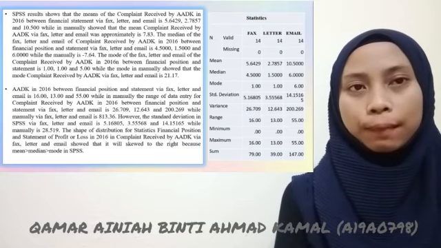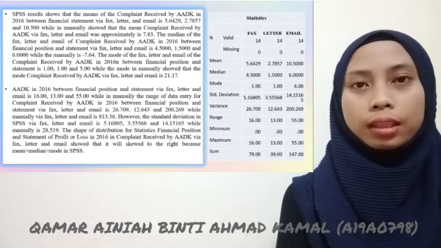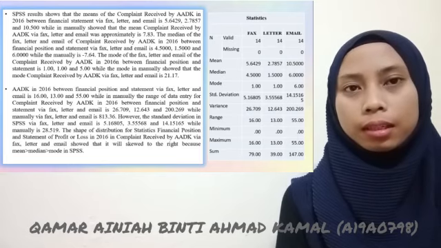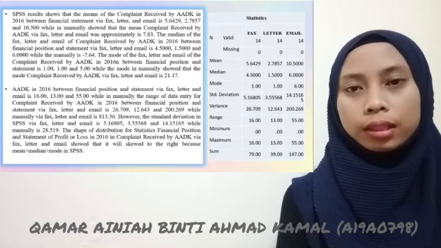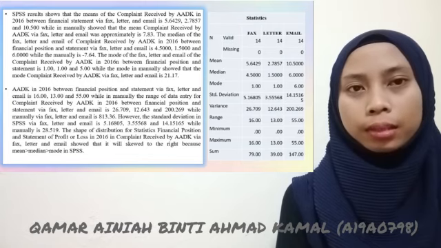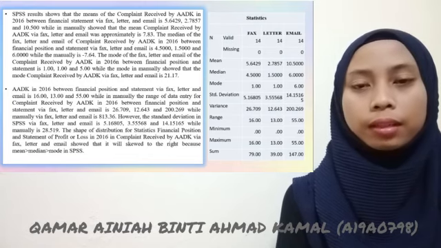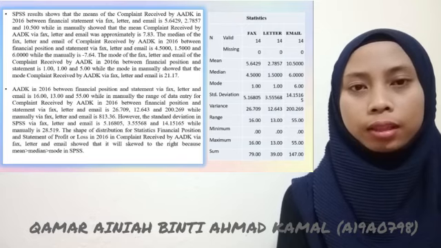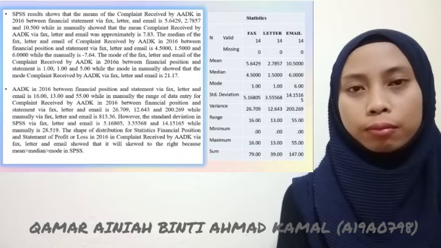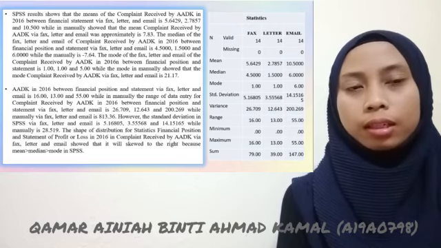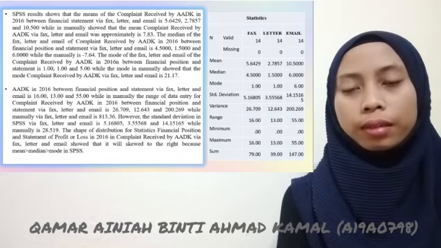However, the standard deviation in SPSS via fax, letter and email is 5.16805, 3.55565 and 40.15165, while manually it is 28.519.